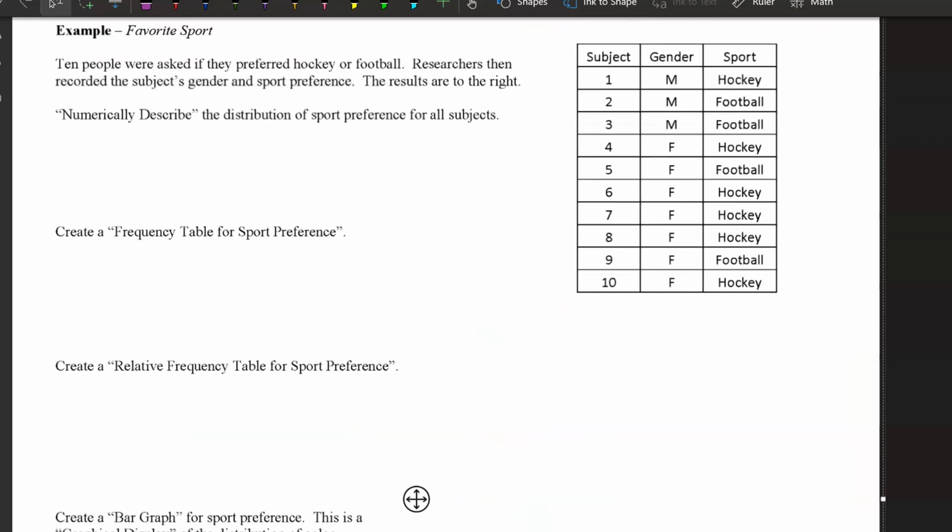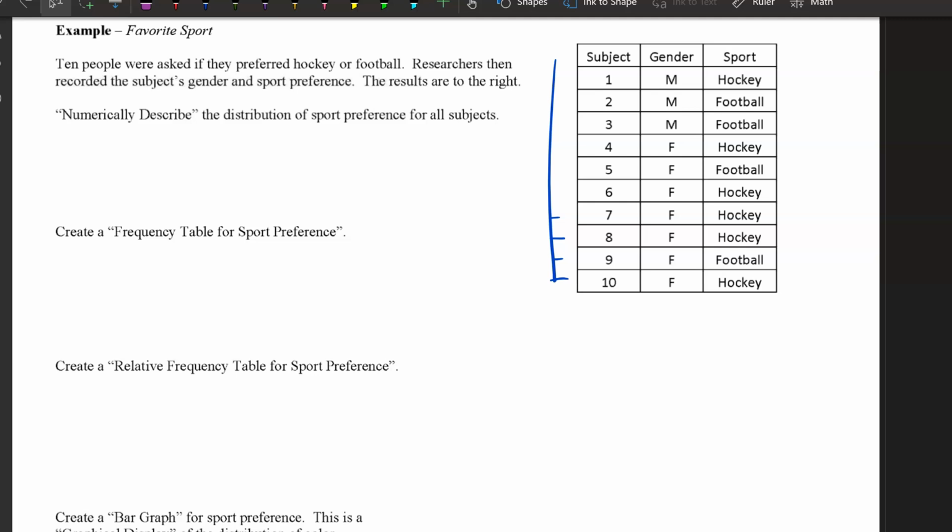10 people were asked if they prefer hockey or football. Researchers then recorded the subject's gender and sports preference. The results are to the right. So I made this up because I just wanted nice, easy numbers and a small example to look at. So this is a data table. It shows every individual on the row and their responses to two variables in the columns.